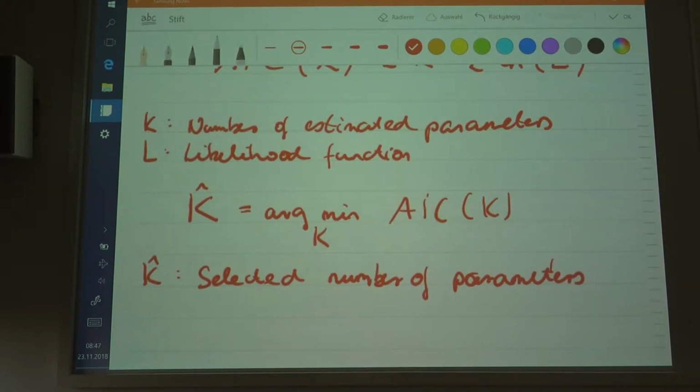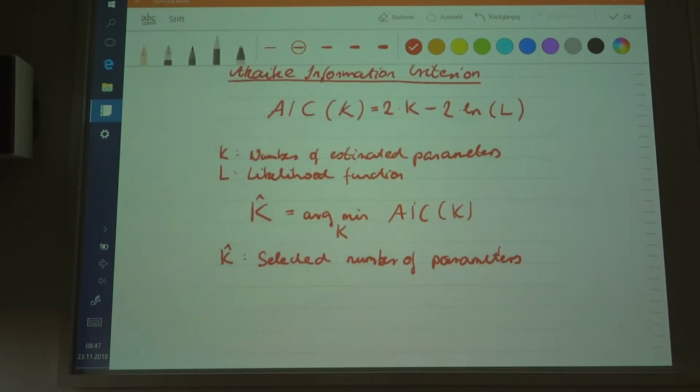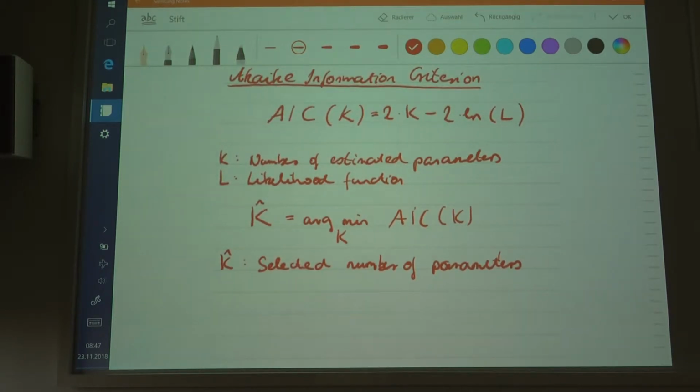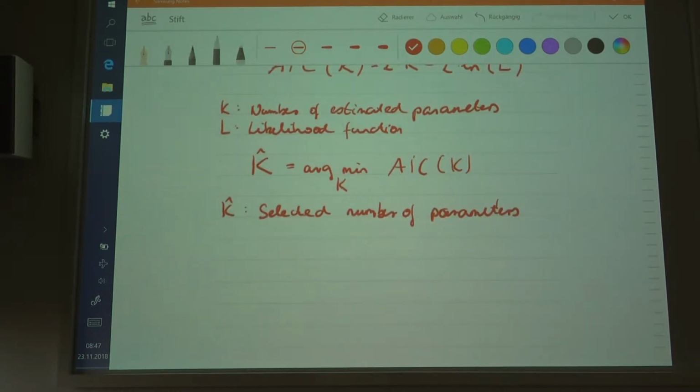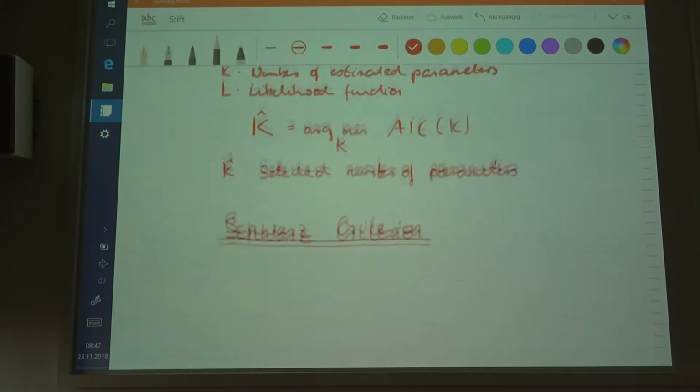So that you basically select. So this is how it's done. Okay. So this is the Akaike information criterion, and on the other hand you have the Schwarz criterion. This is the other. Okay. So there are several types basically.